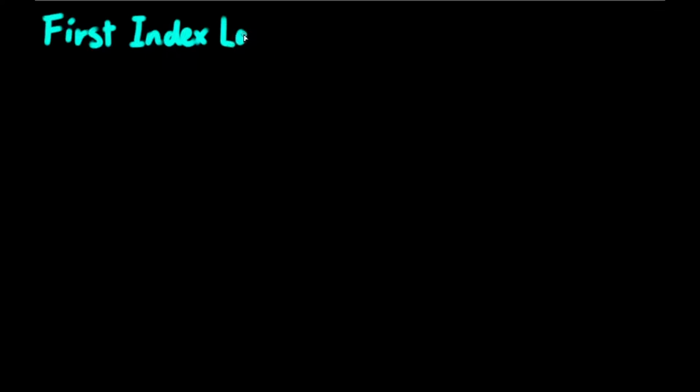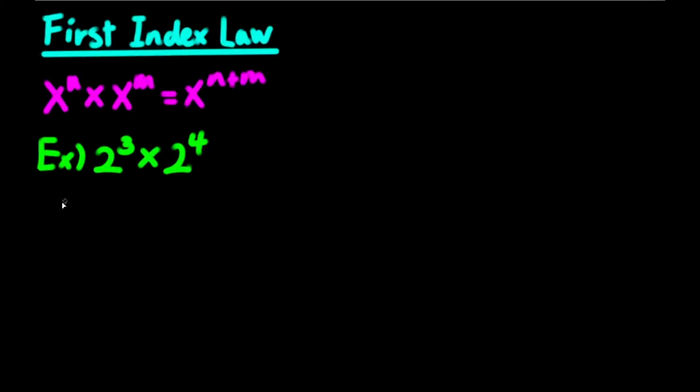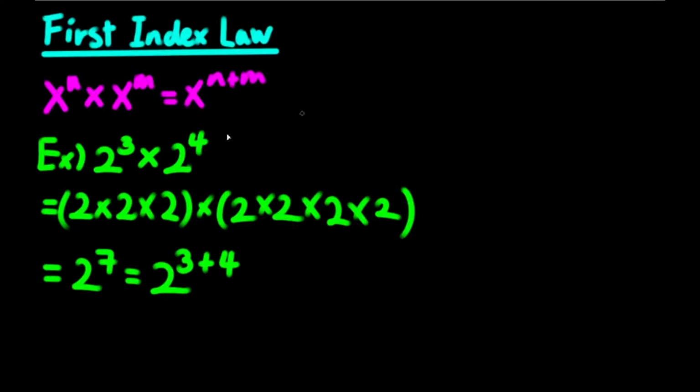First index law: x to the power of n times x to the power of m equals x to the power of n plus m. If x is 2, n is 3, and m is 4, we'll have 3 times of 2 times itself as 2 to the power of 3, times 4 times of 2 times itself as 2 to the power of 4. As a result, we'll have 2 to the power of 7, which also equals 2 to the power of 3 times 2 to the power of 4.